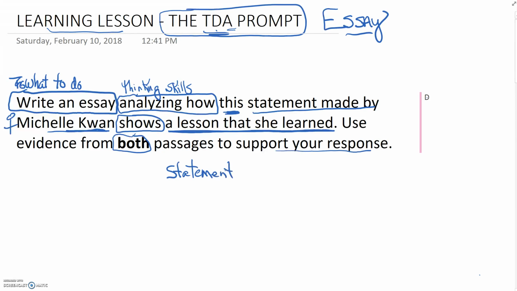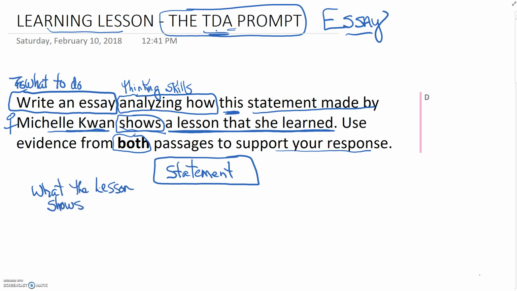Statement. And if there is a statement, I would actually write it here. That would help me. It shows a lesson. So I'm going to write down what the lesson is. What the lesson showed. How this statement made by Michelle Kwan shows a lesson that she learned.